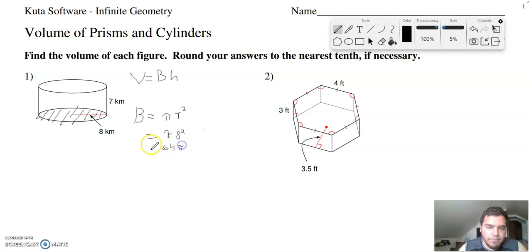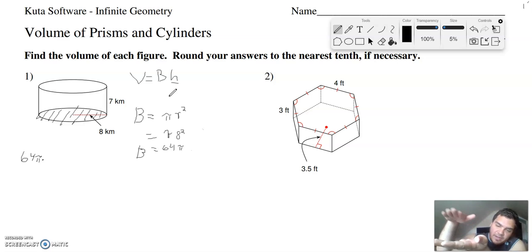Okay? Now 64 pi, I'm just going to leave it like that until the end, and then I'll multiply everything by 3.14. So that's my capital B. You want to find the B first, and plug it in to find the volume. It's going to be 64 pi times the height. That's the 3D height, taking your flat circle and extending it up. In this case, it's 7 kilometers.